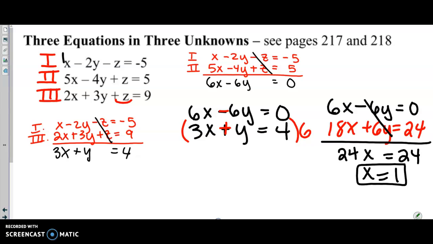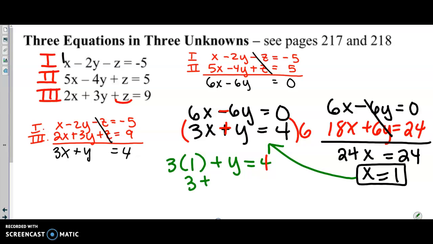So what we are going to do is plug x equals 1 into one of the equations that just has x and y. So I'm going to plug it into the bottom equation. So 3 times the 1 we found plus y equals 4. So 3 plus y equals 4. So y in this case equals 1. We have x, we have y, but we need to find z.